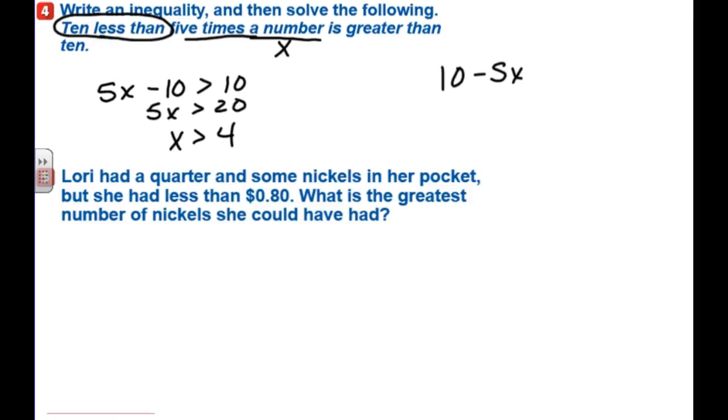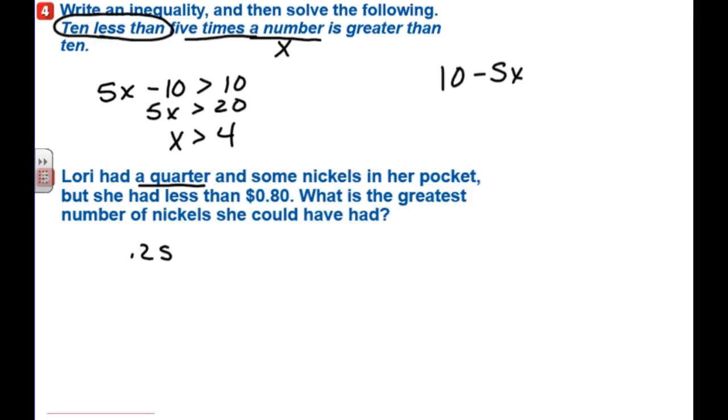Lori had a quarter and some nickels in her pocket, but she had less than 80 cents. What is the greatest number of nickels she could have? Well, what do we know about this problem? If we read it again, just kind of go through it again. Lori had a quarter. How much is a quarter? 25 cents. So she's got that.